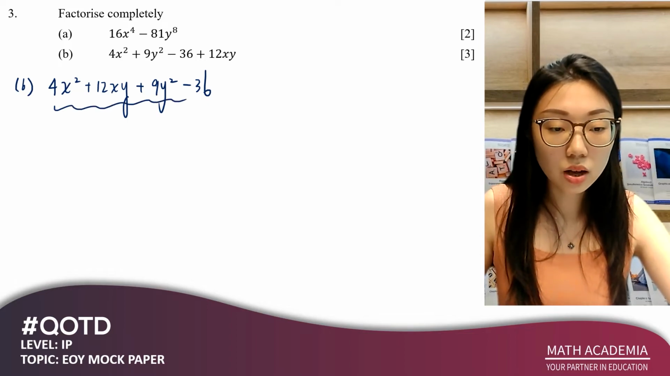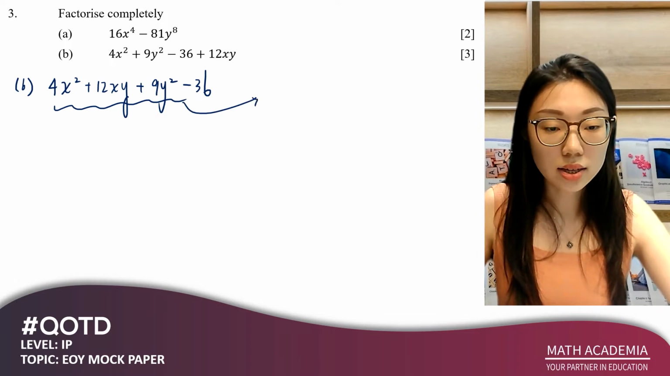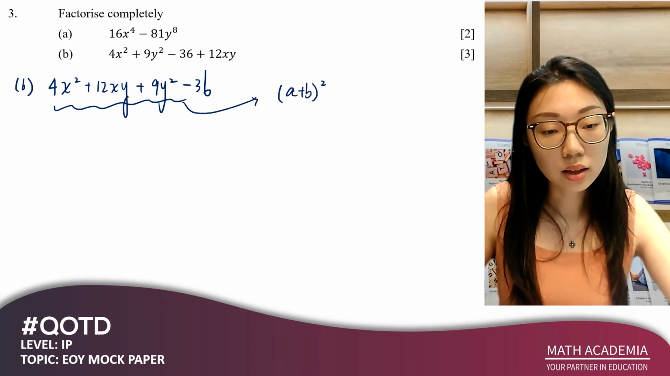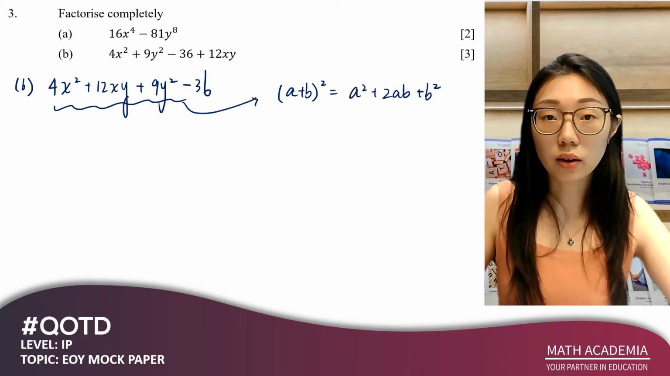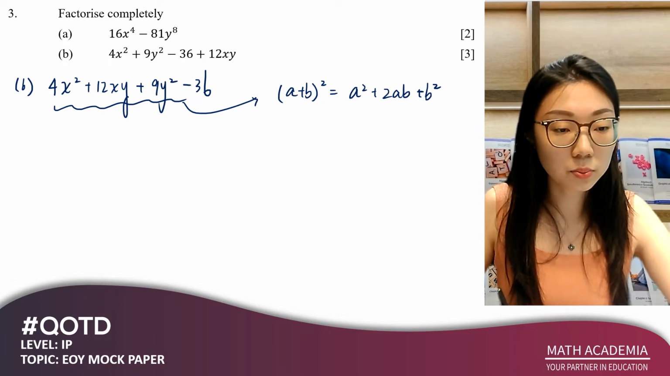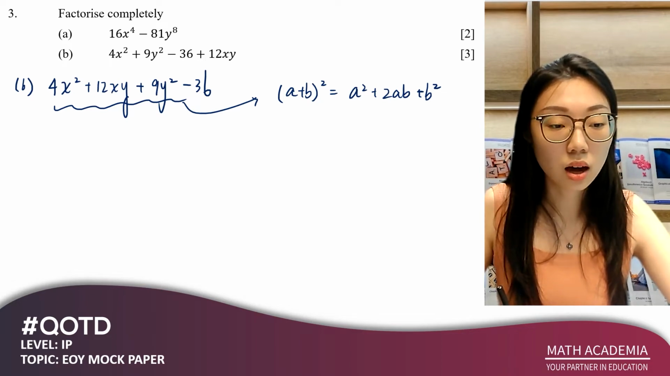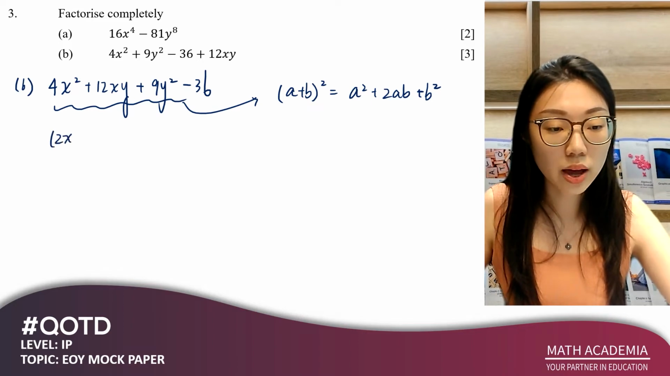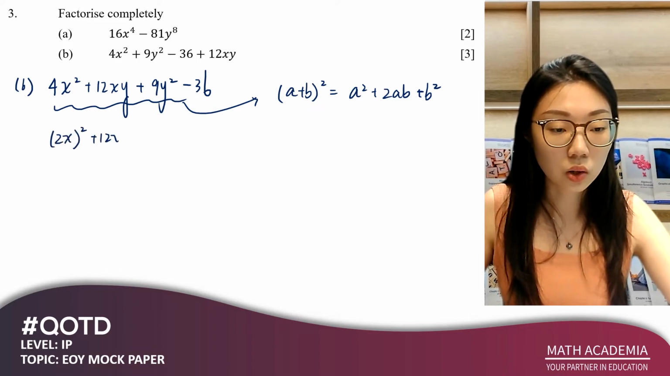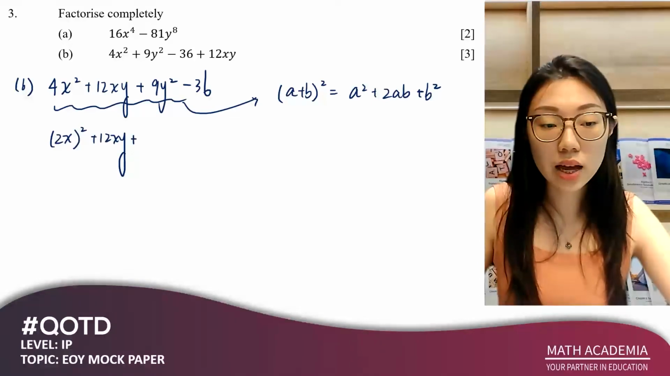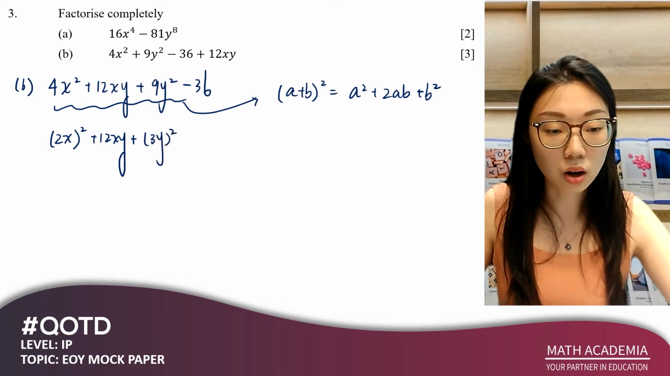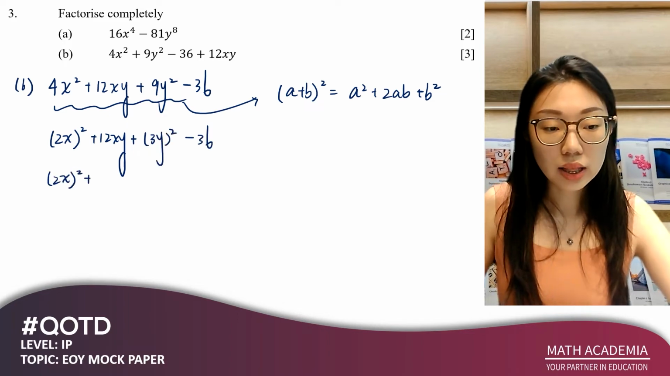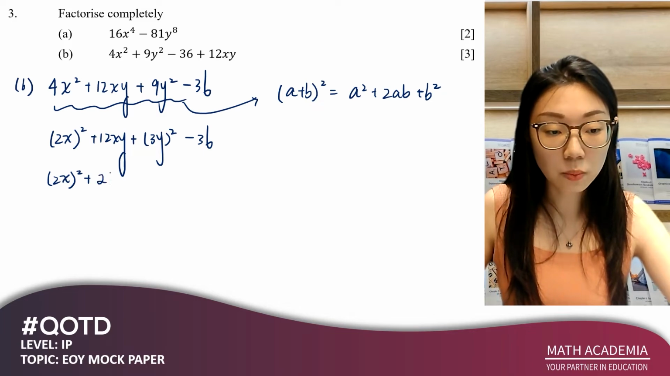It does. Okay, because we have learned the algebraic identity a plus b squared equals a squared plus 2ab plus b squared. Alright, so in this case, if I were to express 4x squared in terms of a complete square, I would have 2x to the power of 2. Okay, and if I were to express 9y squared in the form of a complete square, I would have 3y to the power of 2. By observation, do you realize that 12xy is actually 2 multiplied by 2x multiplied by 3y?